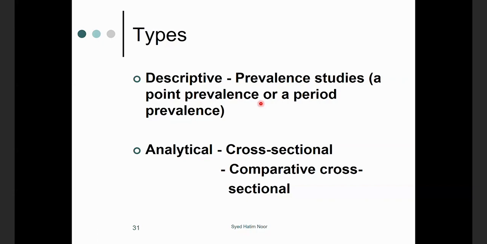Analytical means you are going to perform a statistical test. Prevalence needs no statistical test because this is just a proportion. But for analytical, to get the associated factors, you must have a statistical test. That falls under analytical study. Under analytical, we have cross-sectional and we have comparative cross-sectional. Cross-sectional is the classical one.